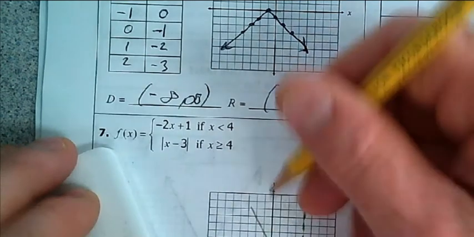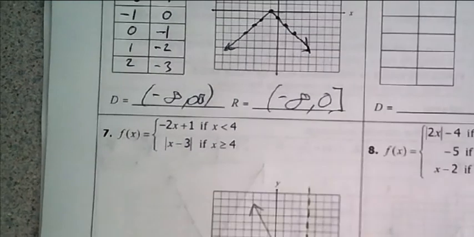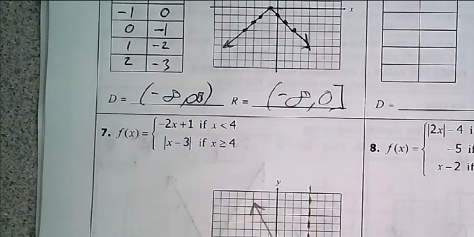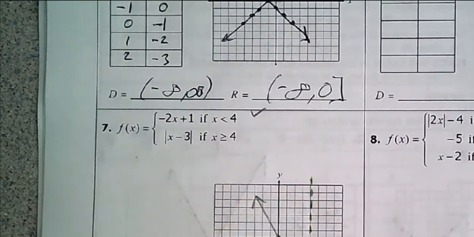Okay, so we want the part of this line from the dotted line to the left. Now, is it going to be an open or closed circle on this dotted line? Open, good. Okay, so we're done with the first one. Now the second one. Absolute value.